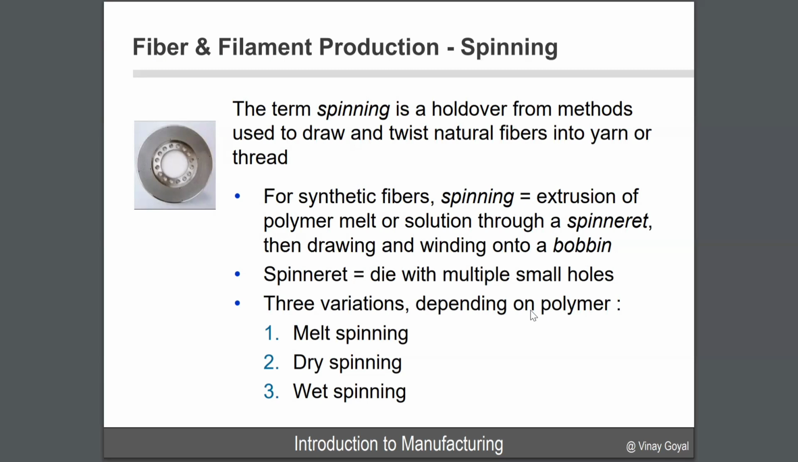But spinning is still a method used today, and spinning is part of the process that we use for creating synthetic fibers, which is the extrusion of polymer melt or solution through a spinneret, and then drawing them and winding it on a bobbin. A spinneret will look like this. It will die into multiple holes like this, and there's three variations of that that's used in industry. The first one is called the melt spinning, the second one is called the dry spinning, and the third one is called the wet spinning. So one is melt, second dry, third wet.